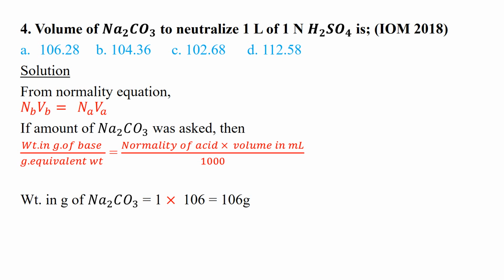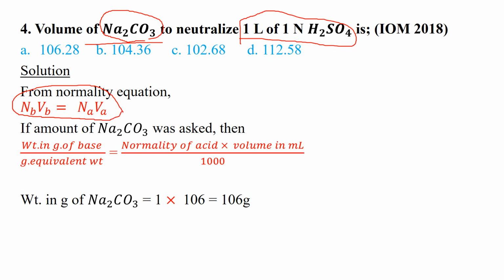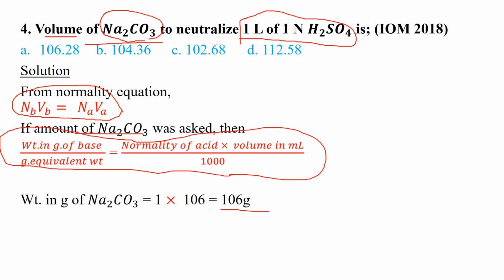Next question. Volume of sodium carbonate to neutralize 1 liter of 1 normal H2SO4. I think this question is incomplete, because the question asks about the volume of sodium carbonate, and the strength is not given. Then how to calculate this? If strength is given, then the normality equation is useful for the calculation of volume of sodium carbonate. However, there is no strength. So if the question is asked about the amount of sodium carbonate, then we have to solve it on the basis of equivalents. Then the answer will be 106 gram. However, this question is incomplete, I think.